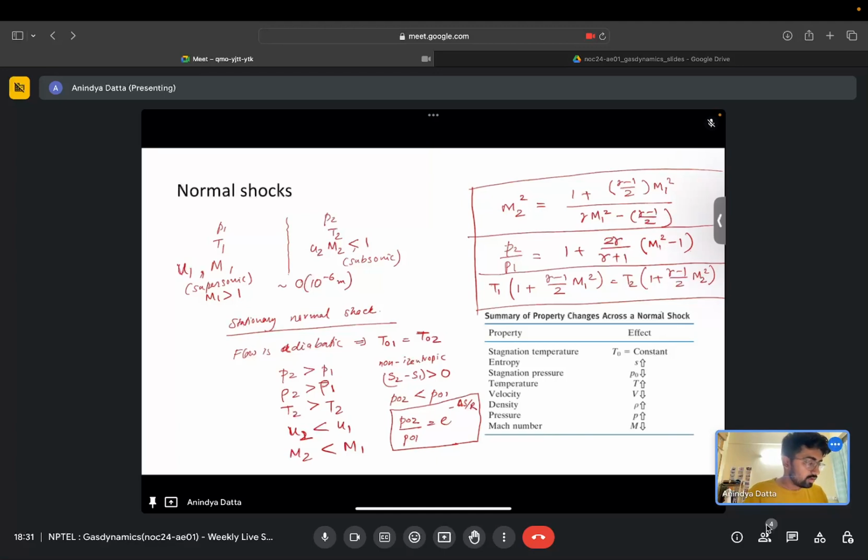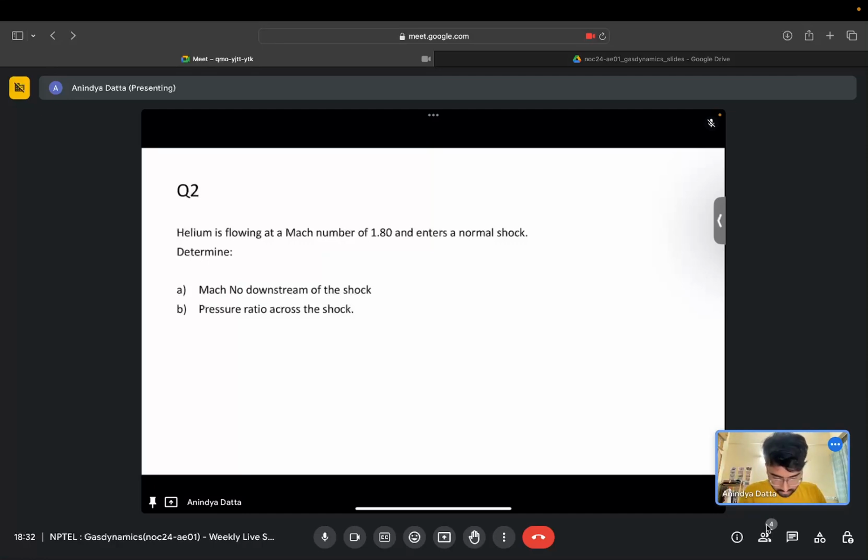Remember how to equate these. There are also gas tables available for normal shocks for gamma equals 1.4. We'll also use that to solve the problems today. All right.